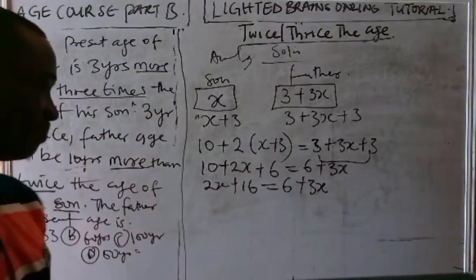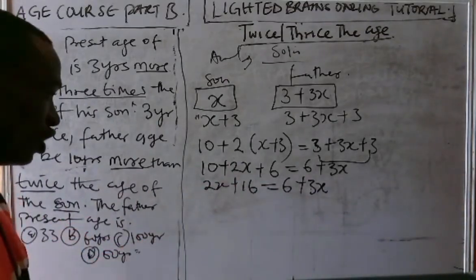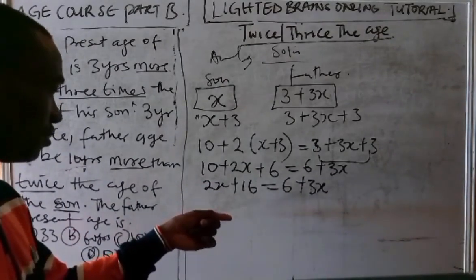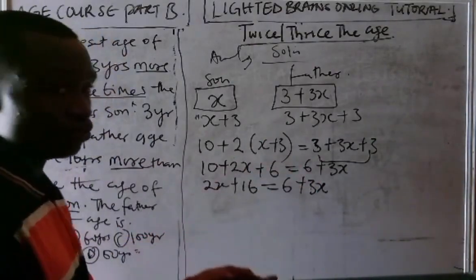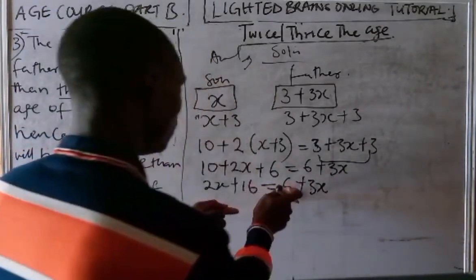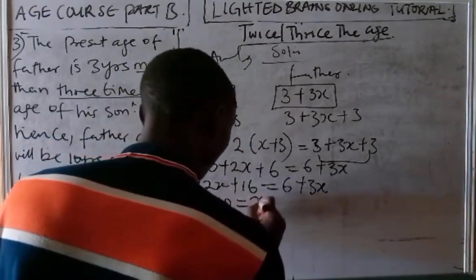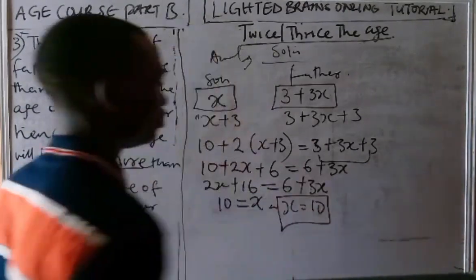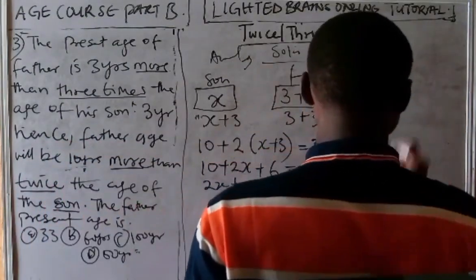When this one goes to this side, we have 3x minus 2x, which gives us x. When this one comes to this side, it is 16 minus 6. So we have 10 is equal to x, or x is equal to 10. So we found the value of x. Is it hard? It's not hard.